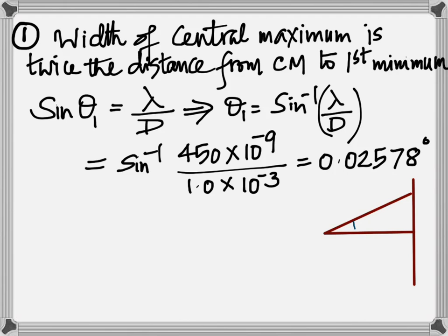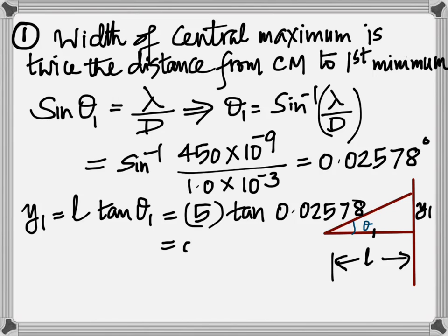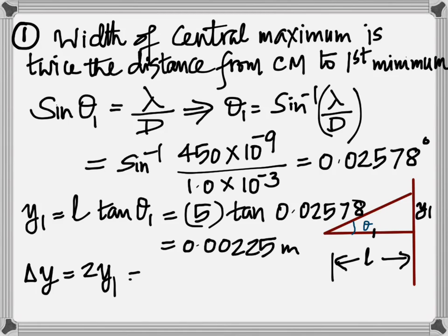You get that? Then if the distance is y1, then y1 is L tan theta, or tan theta 1. So okay, you can change the angle now into a distance. L is 5 meters. So now take twice that and you get the answer, which is the width of the central maximum.